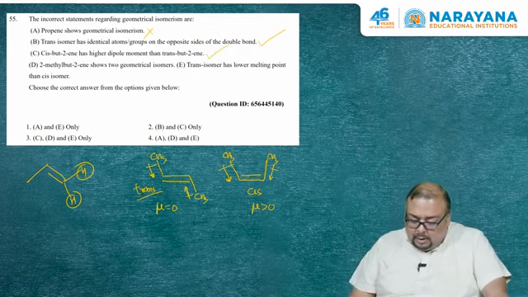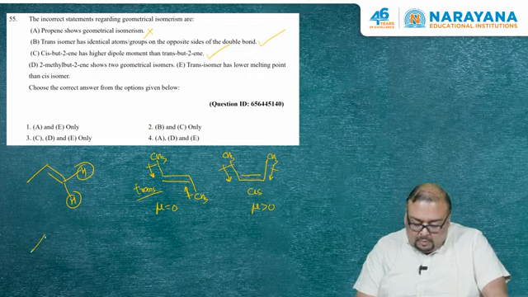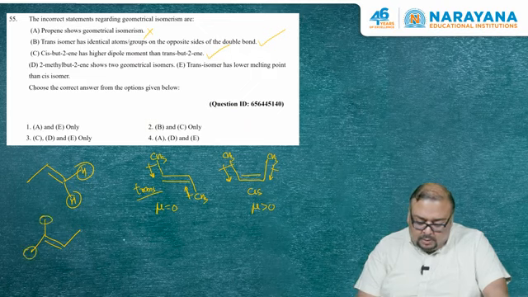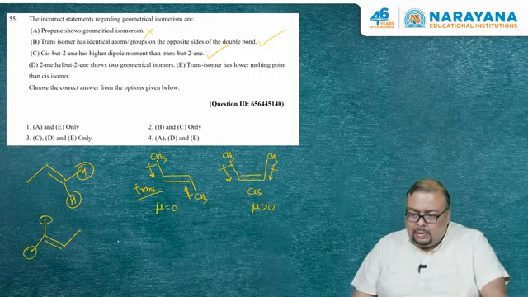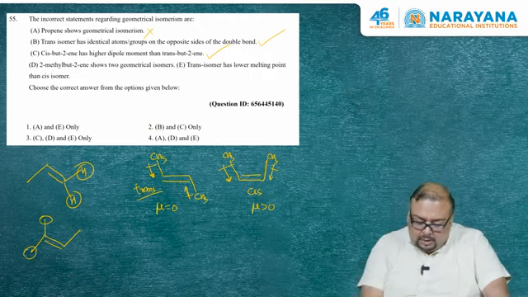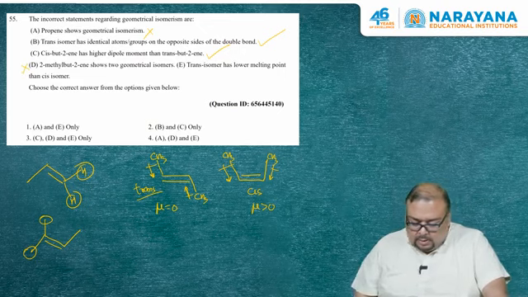Now, 2-methyl butene shows two geometrical isomers. If we draw 2-methyl butene, it will look something like this. Again, in this case, there are two CH3 groups connected to the same sp2 carbon. So this double bond will not show geometrical isomerism. So this is an incorrect statement.